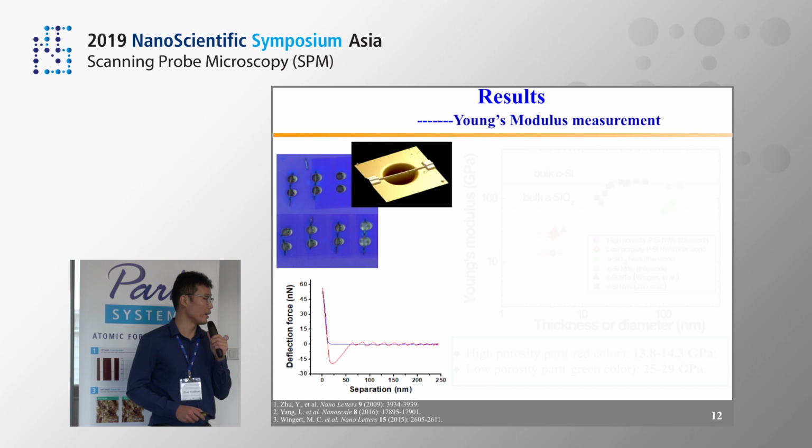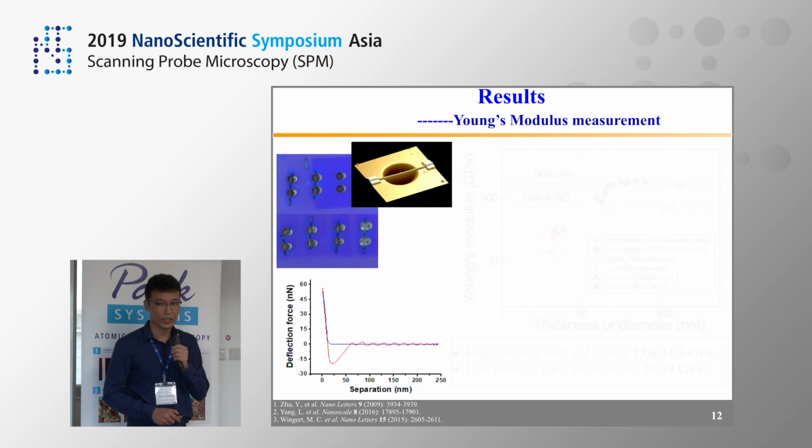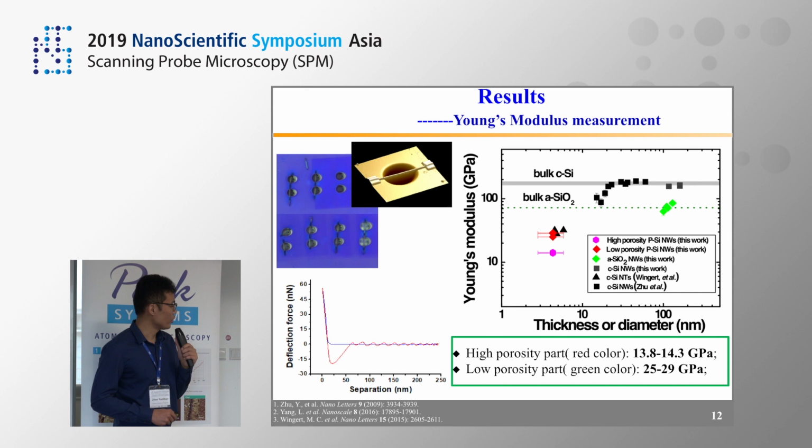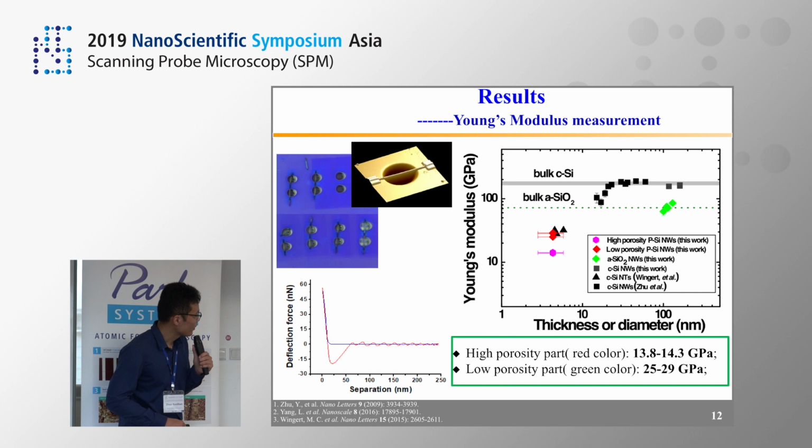I think this curve is quite familiar for us because we are doing a lot of AFM characterizations. We measure a series of Young's moduli for different porosities. Finally, we put them in this graph and compare with bulk crystal silicon and also bulk amorphous silicon dioxide. From this graph, you can see our crystal porous silicon nanowire has the lowest Young's modulus. This lowest Young's modulus can change your group velocity. That's why we can see the thermal conductivity in our case is quite low. For the higher porosity in our measurement, the Young's modulus is around 40 GPa, while for the low porosity part it is around 25 to 29 GPa.